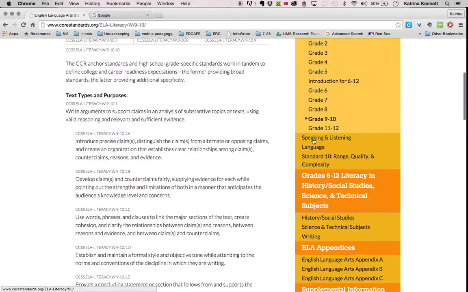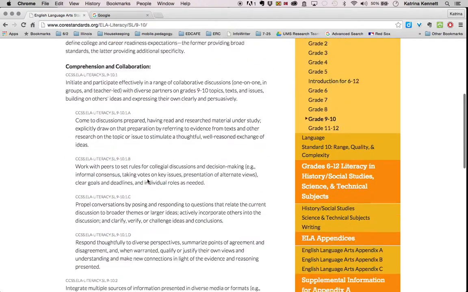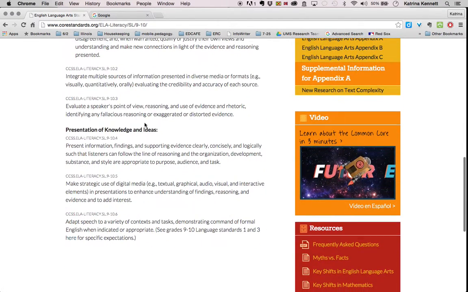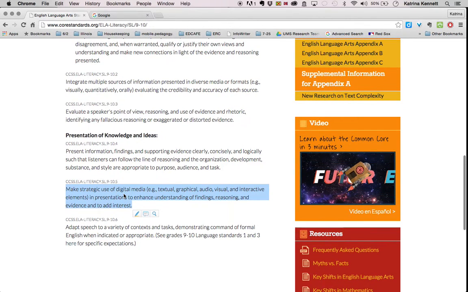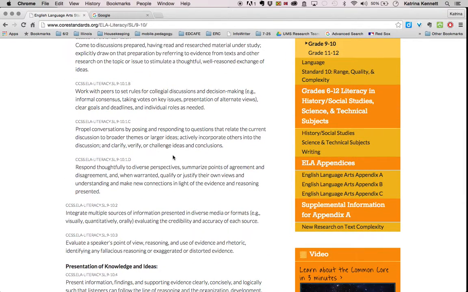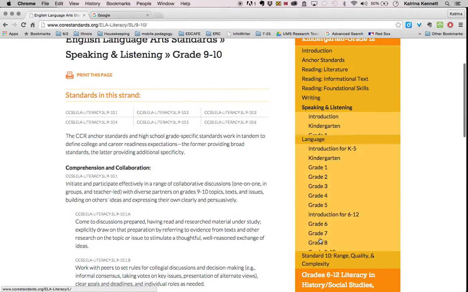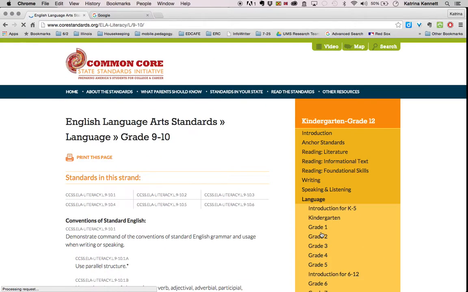Now, when thinking about speaking and listening, we can see that there are 2 larger headings, comprehension and collaboration, as well as the presentation of knowledge and ideas. And you'll actually see that digital media and technology comes back, especially in this standard about strategic use of digital media. So you'll see that there's a resonance across the standards, and also ways when you're thinking about a particular lesson or a particular unit for you to draw upon the different areas of the standards in order to support student learning.